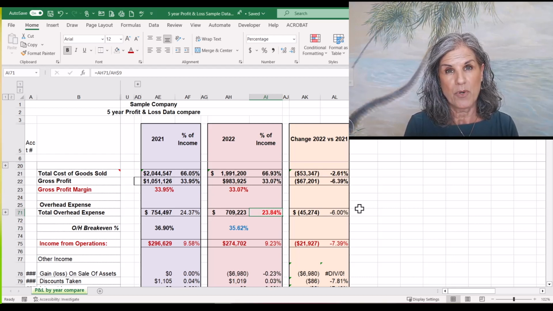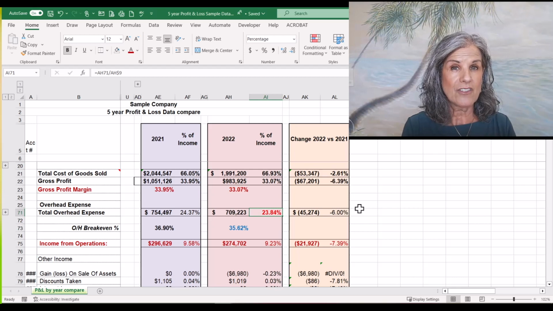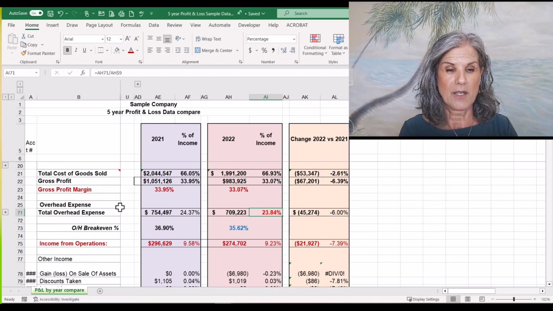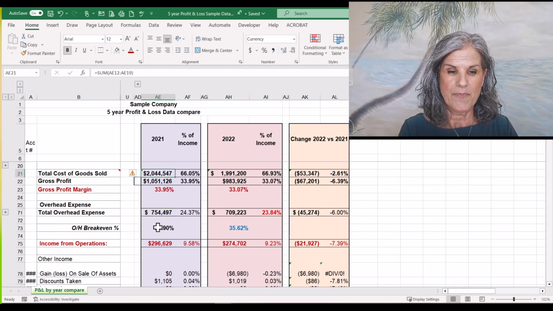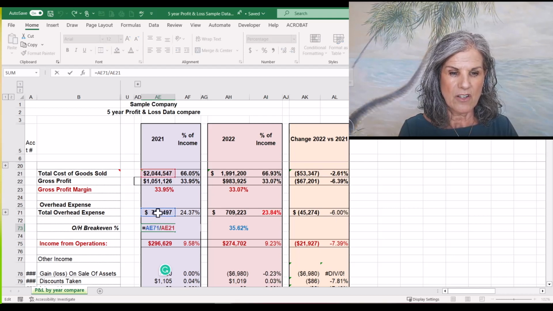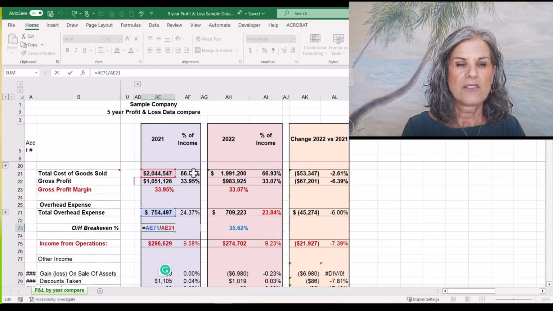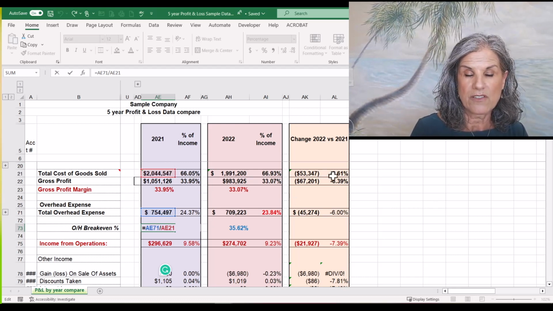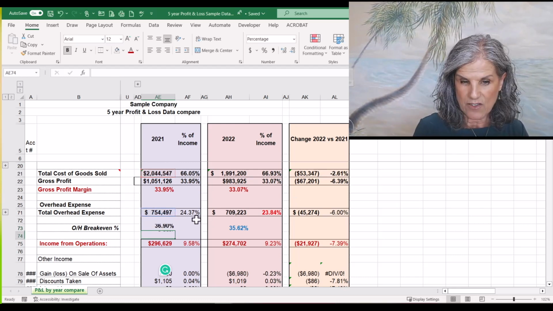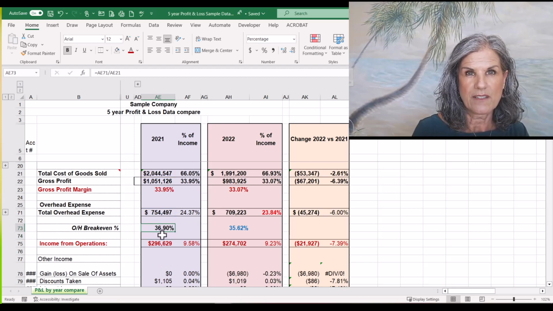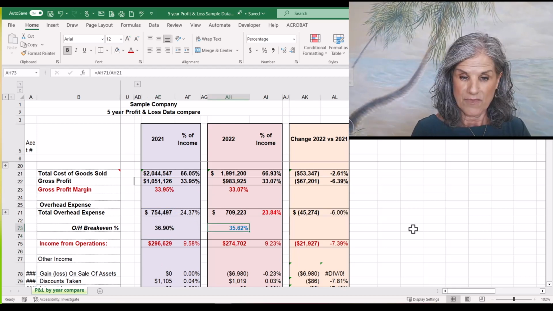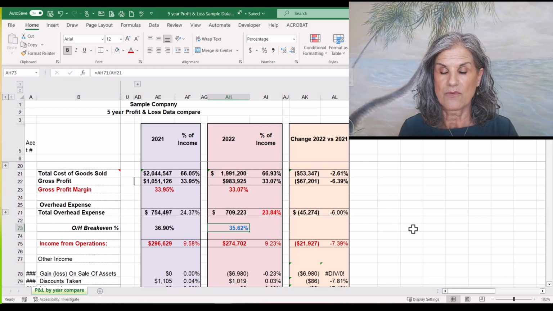The way to actually calculate your correct overhead break-even number is by taking your overhead costs and dividing it by cost of goods sold. That's what this number is. So when I take your overhead cost, in this case $754,497 divided by 2,044,547, that is 36.9%. And this year it's 35.62.